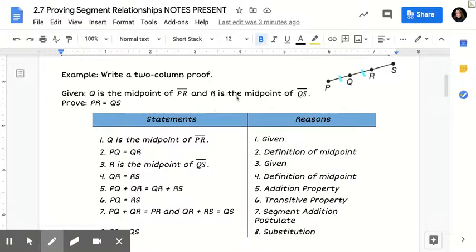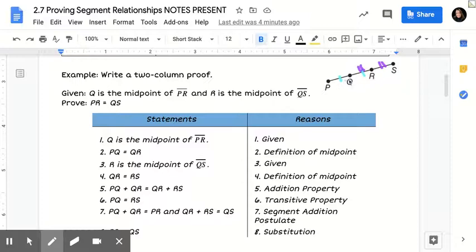And they tell me that R is the midpoint of QS. So R here is the midpoint of QS. So that would mean that this segment and this segment are congruent. I marked one of them with blue, and I used one tick for those, and then the other relationship I mark with two ticks. Now, just marking it on the picture there, I can see that means that QR is a part of both of these.